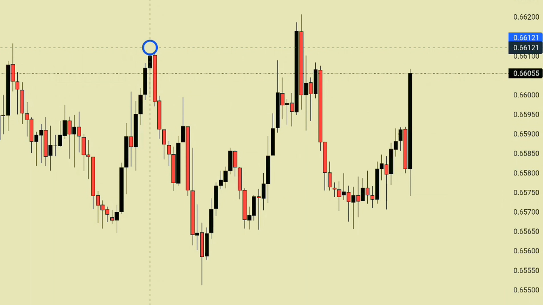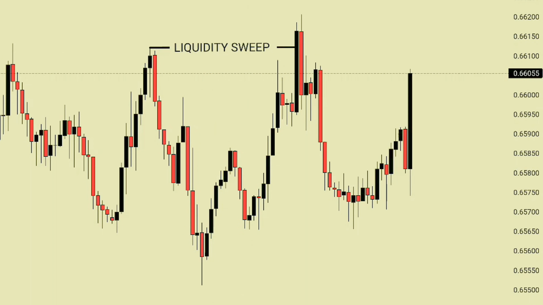Here, you can see price pushing slightly above previous highs. That's a liquidity sweep. Retail traders think the market is breaking out, but smart money is actually grabbing liquidity from the buy stops resting above these highs. Once the liquidity is taken, notice how momentum starts to shift. This is our first sign that the market might be preparing for a reversal.